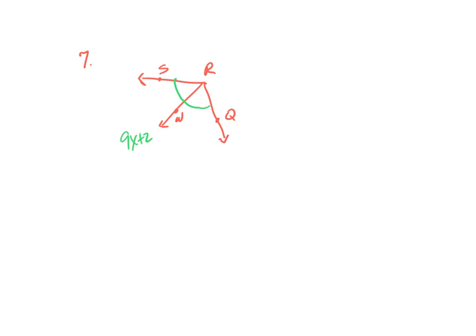WRS is this guy over here. Let's change the color. It is 3x plus 3. Everybody see that? And QRW is this guy over here, and that is 65 degrees.